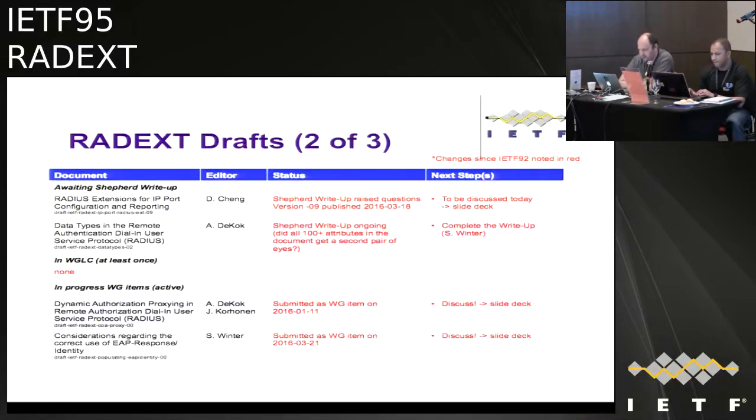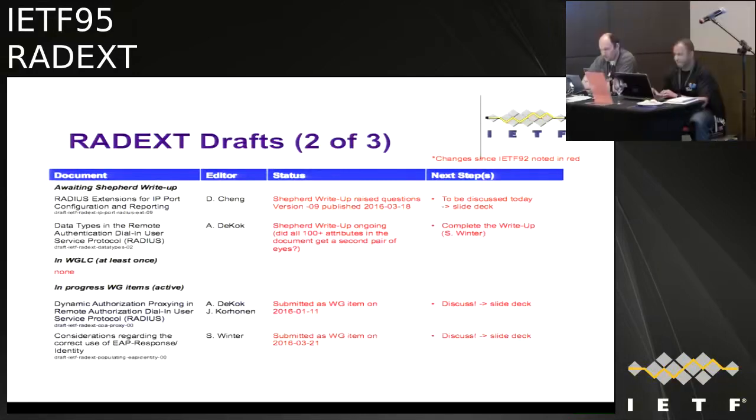We also have two documents which are currently in-progress working items, one of which is the dynamic authorization proxying in RADIUS. Also, Alan DeKok's work together with Jouni Korhonen. The last draft was submitted on 2016, January 11. Again, we have a slide deck on that to discuss the remaining open issues.